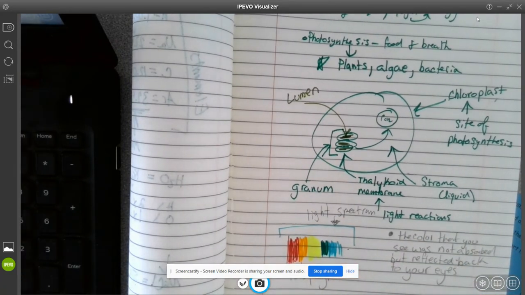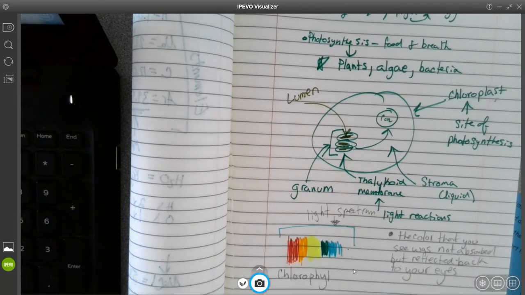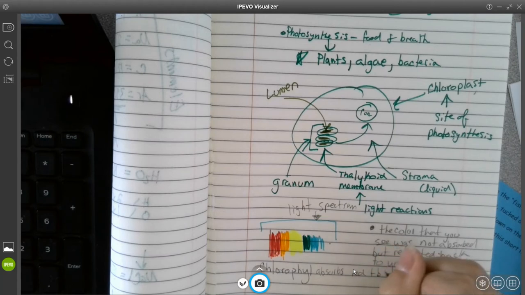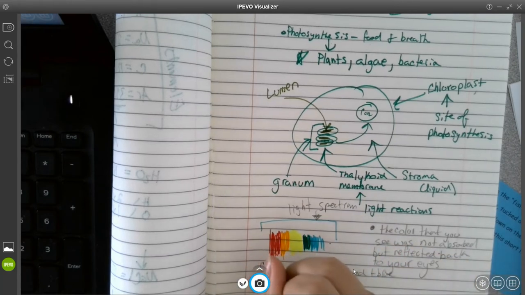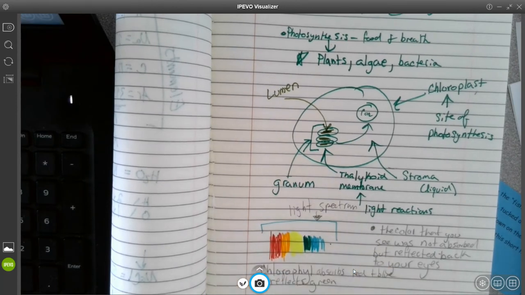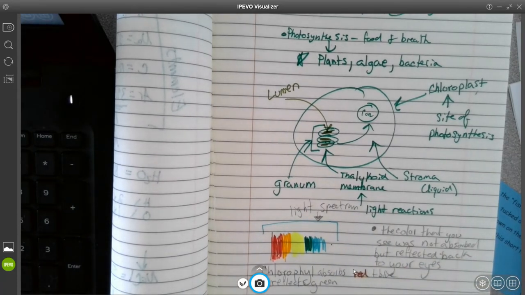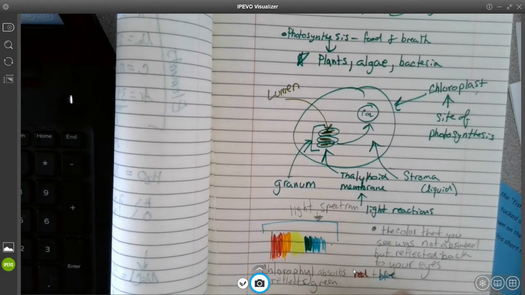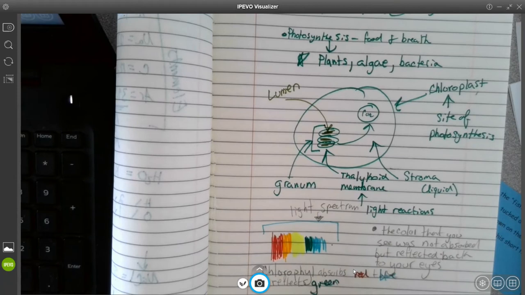chlorophyll is specifically what makes leaves green. Chlorophyll is what absorbs our red and blue colors and reflects green. So red and blue are our colors that are absorbed. So that way green is what is reflected back, and that is what we see.